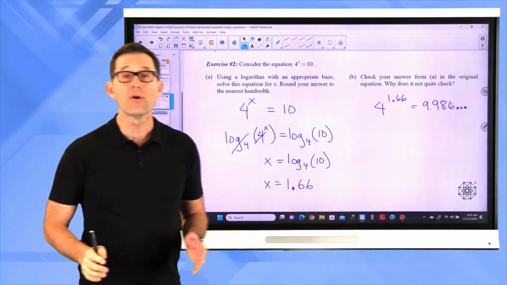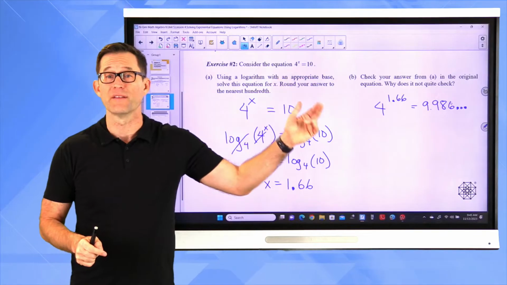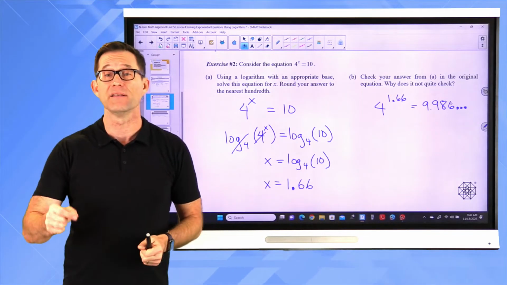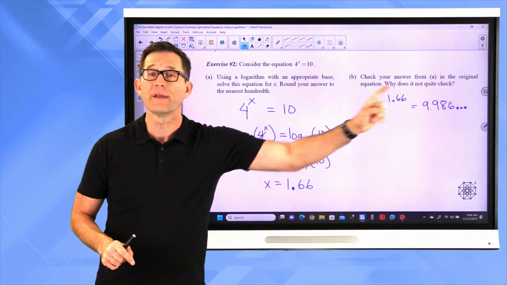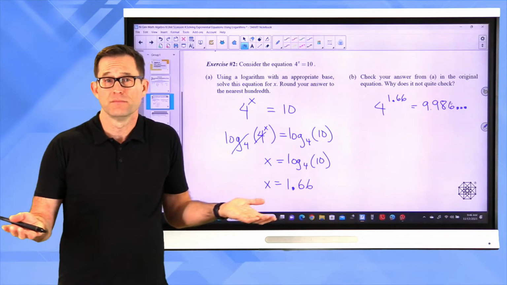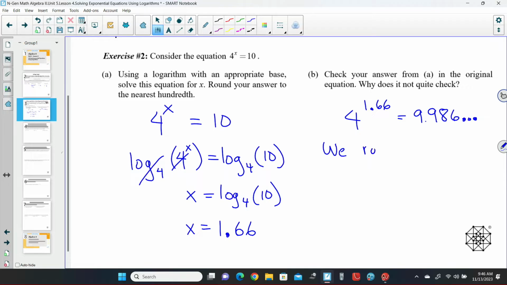And I'm feeling pretty good. I was looking for the exponent I had to raise 4 to in order to get 10, and when I did 4 to the 1.66, I got 9.986, etc. Pretty darn close. And of course, why does it not quite check? It's because we rounded the value of x. Simple, right?